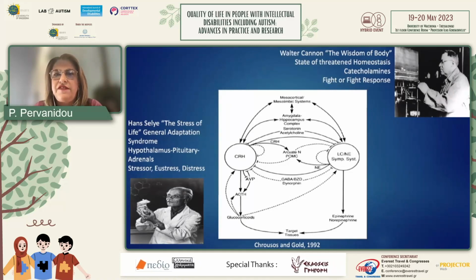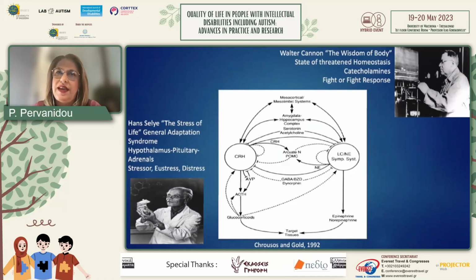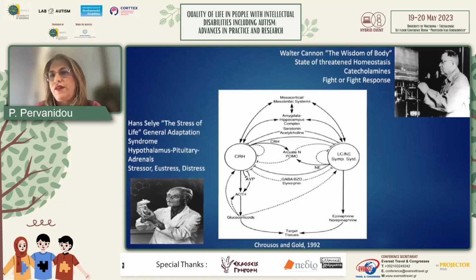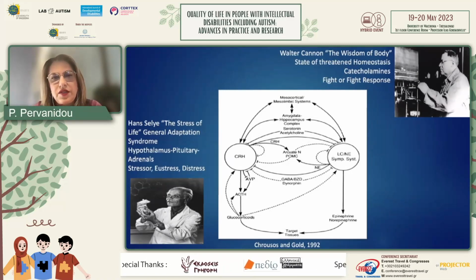Stress has been defined as a state of threatened homeostasis by Walter Cannon in his book, The Wisdom of the Body, and he first described the role of catecholamines, epinephrine and norepinephrine, or adrenaline and noradrenaline, in the stress system activation, and he described the fight or flight response.